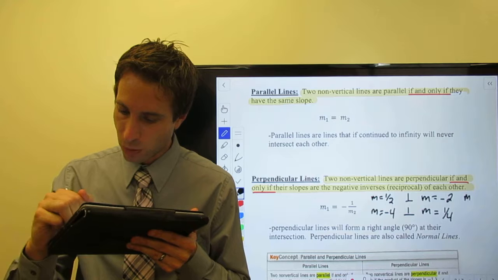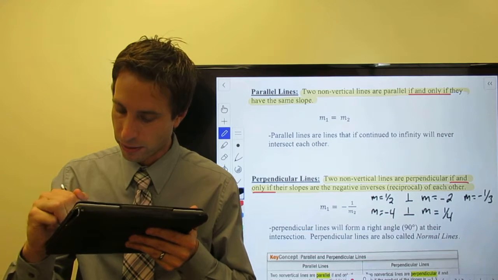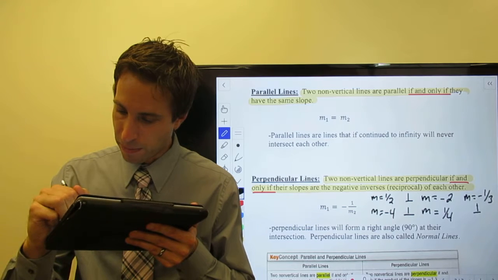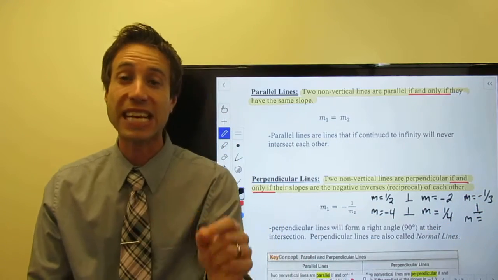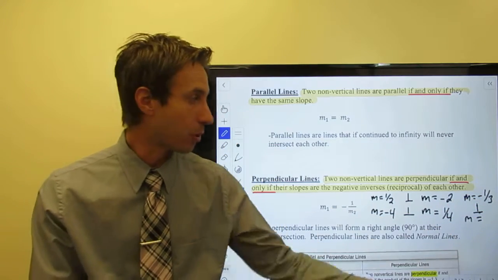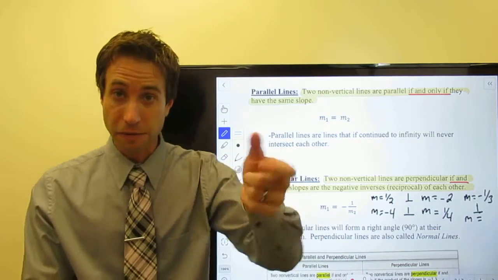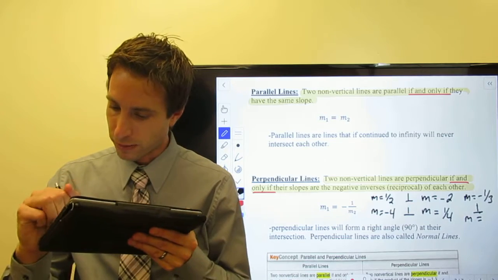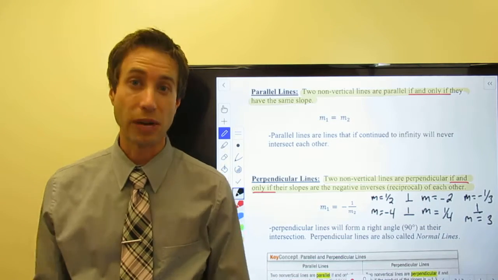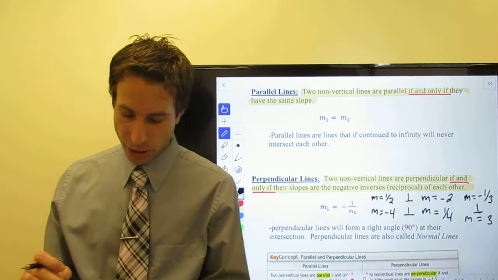If m was equal to, let's say, -1/3, then the perpendicular line would have a slope of what? Well, if m is -1/3, I have to take the negative reciprocal. Negative times a negative, positive, flip it, 1/3 becomes 3/1 or 3. So the perpendicular line would have a slope of 3, the negative reciprocal. Again, here, let me show you how that works.